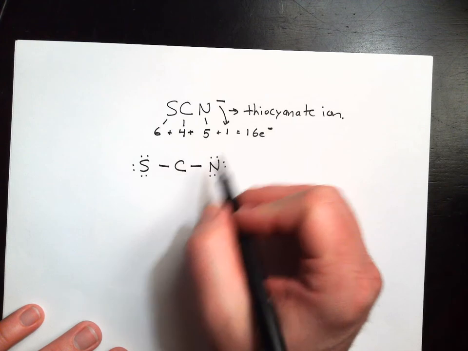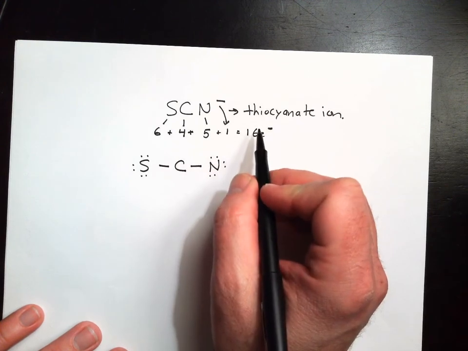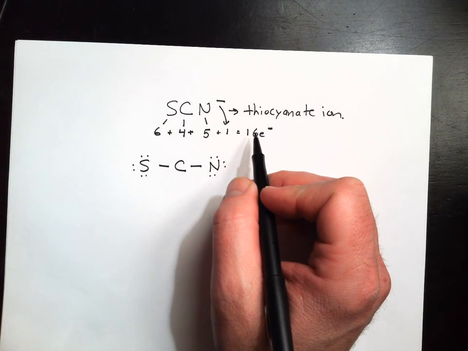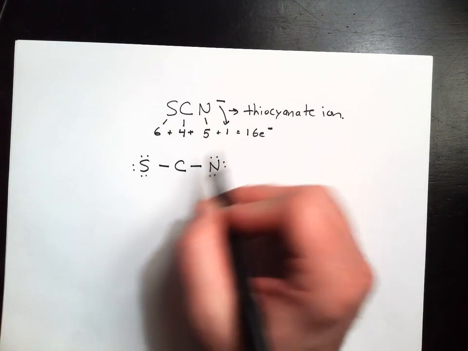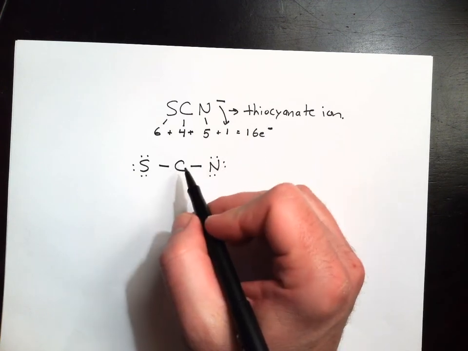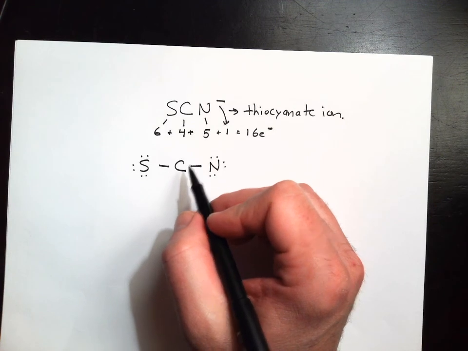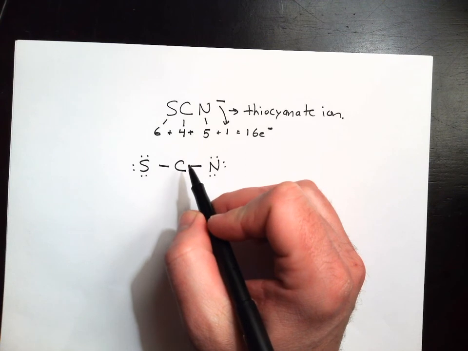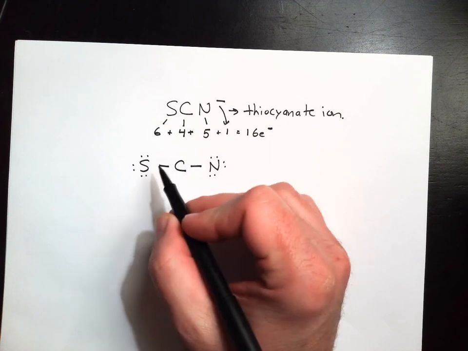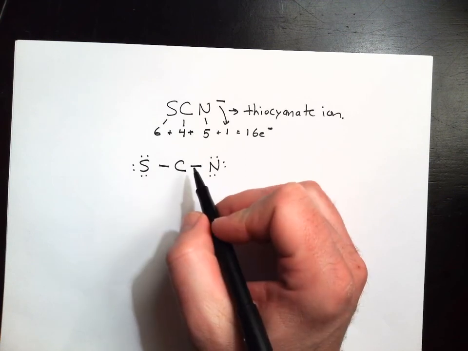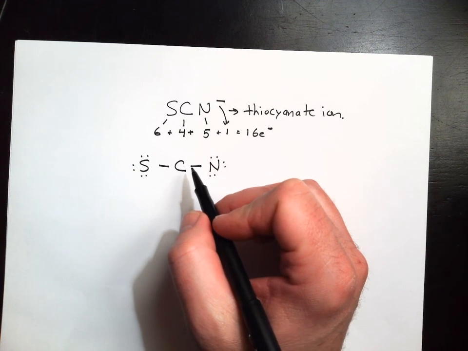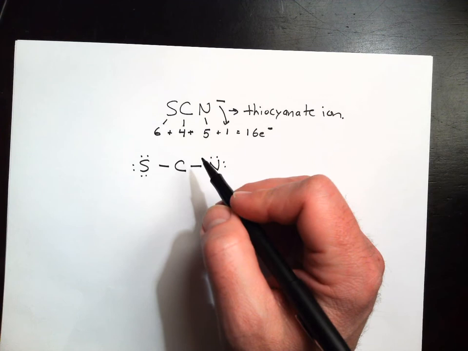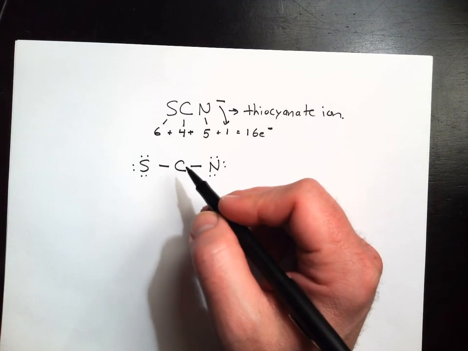Now at this point, I've used up all 16 electrons, and I'm finished with step 3, so I go to step 4. Step 4 says any remaining electrons would go on the central atom, but again, I don't have any remaining electrons. So I scan over my molecule and I realize that the carbon only has 4 electrons associated with it, and it should have 8. And because I have a shortage of electrons, I'm going to do some multiple bonding to get the carbon up to 8.